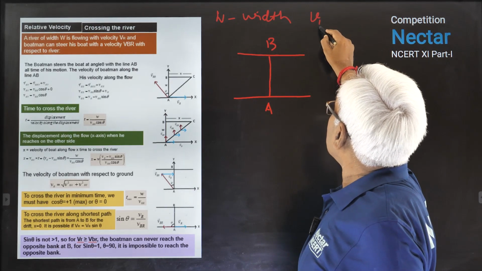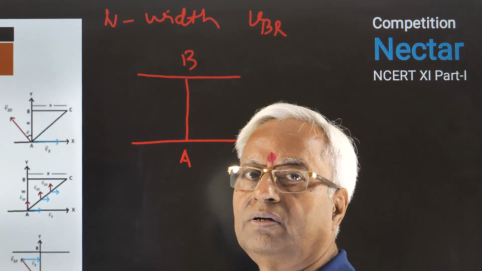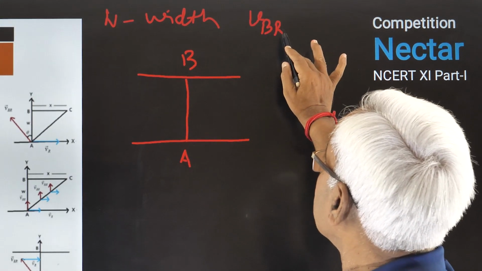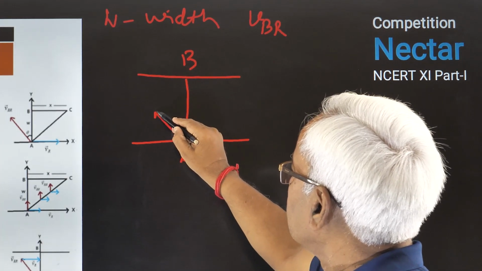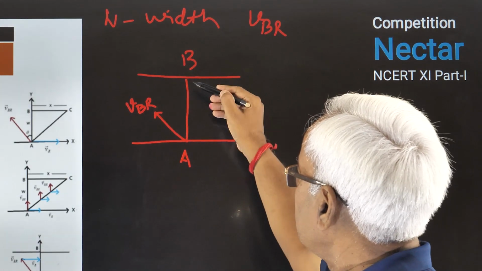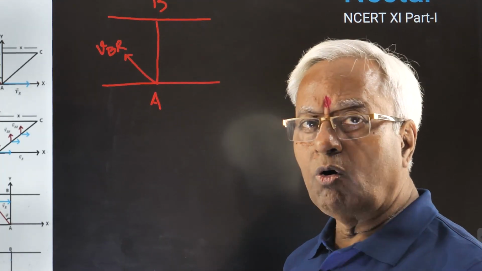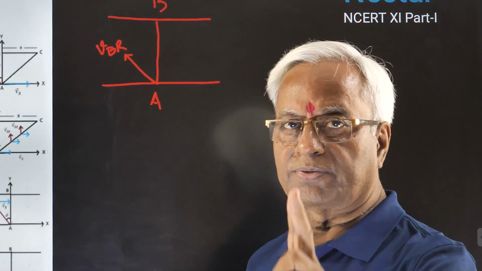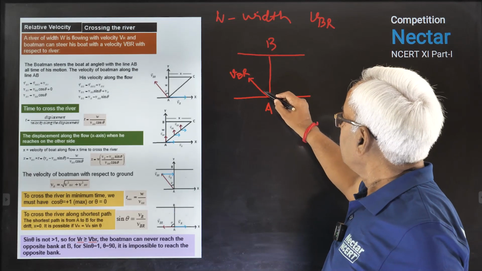Boatman has the velocity with respect to river, VBR, velocity of boatman with respect to river. He maintains the angle theta, that of his velocity, with the line AB. What is this line? This is the line perpendicular to river flow, or you might say it is the line across the river that gives you the width of the river. This angle is theta.